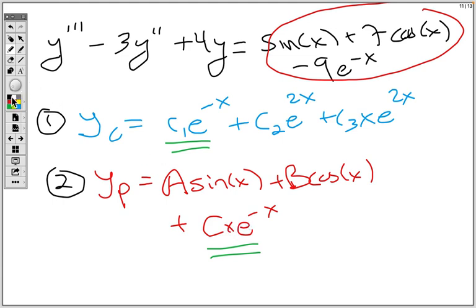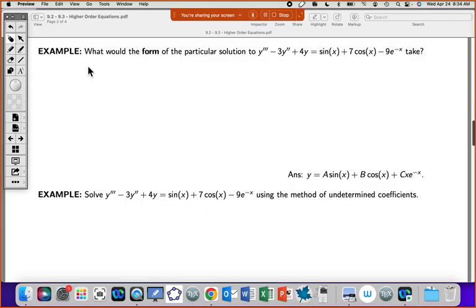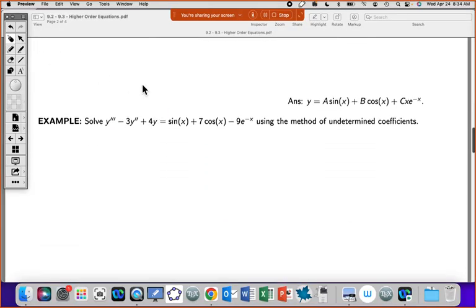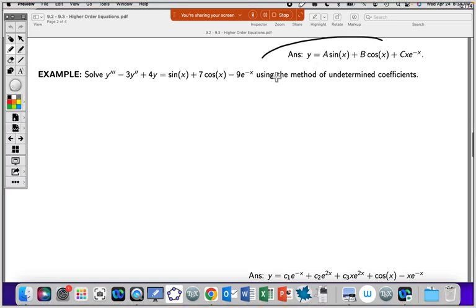Okay. And then the final solution is the complementary plus the particular. So it's literally the same process. It's the same theory going on in the background. All right, we just have more terms to play with. And there it is.